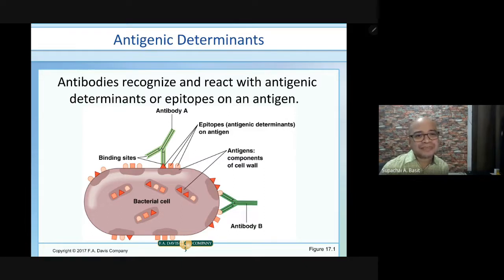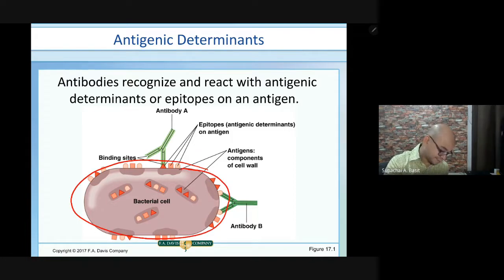So a while ago, I was telling you about an epitope. So what is an epitope? So an epitope is defined as the site of antigenic determinant. Okay, so take a look at the figure herein. So this is an example of the bacterial cell. Okay, take note, the entire bacterial cell is the antigen itself.